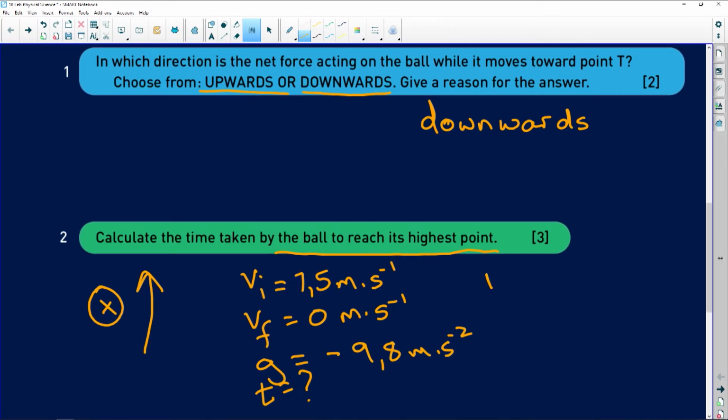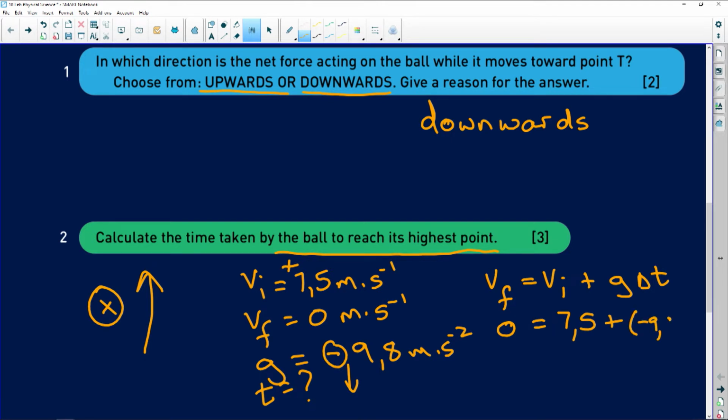All right, so we're going to use V final equals V initial plus G delta T, or you could use A delta T, it doesn't matter. So V final is 0. V initial is 7,5, and it's plus 7,5 because it's in the upward direction, plus G. Now G is acting downwards, so it is negative. So negative 9,8 times delta T. So we get minus 7,5 equals negative 9,8 delta T.